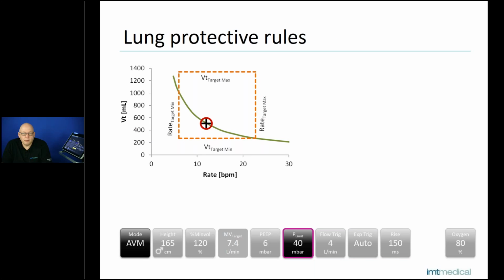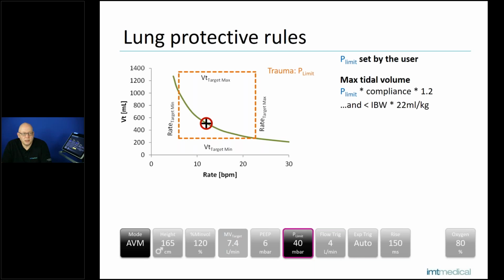There are also some lung protective rules, because now we found the optimum target, the optimum point for the least work of breathing, but the patient has to be safe. So there are 4 rules, and these are on the AVM graphic, the window around the curve. What do these mean? There is one which is set by the user. This is the P limit. You decide as user how high the pressure limit for this patient should be.